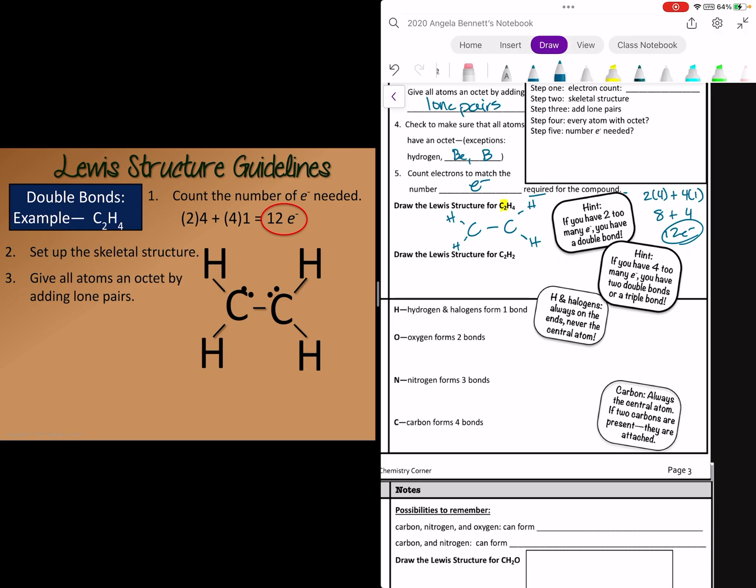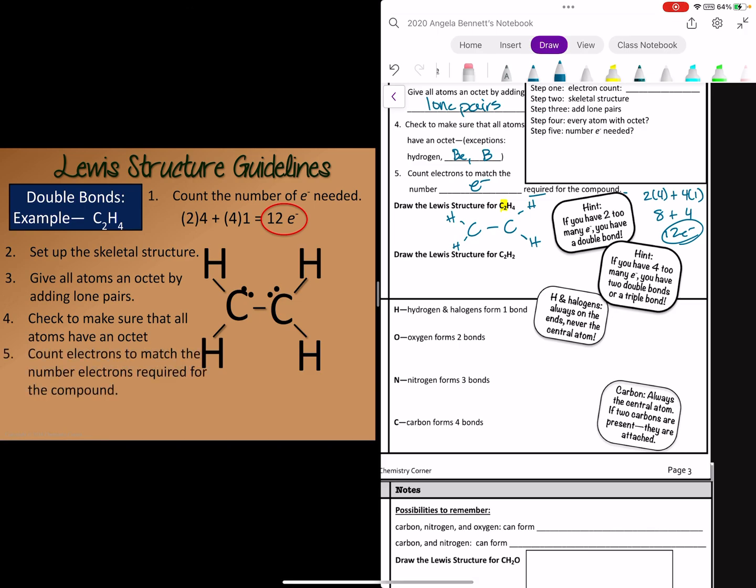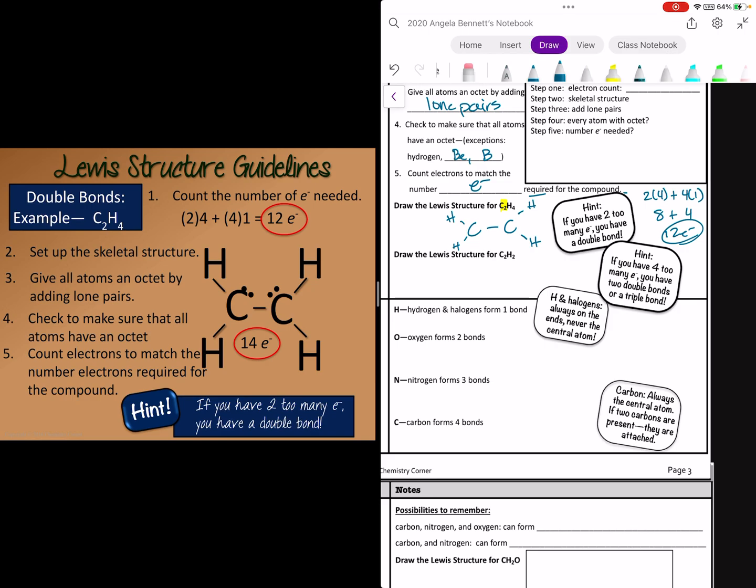Okay, so then we want to satisfy everybody, so they're going to need a lone pair of electrons. This is not really the way that I do it, but just so we can follow along, they're going to tell us to give everybody a set of lone pairs and then check to make sure that they all have their octet. Count the electrons to make sure they match the required amount for the compound. But when you do that, you realize you actually used 14 electrons. So if you have 2 too many electrons, then you're going to end up with a double bond.